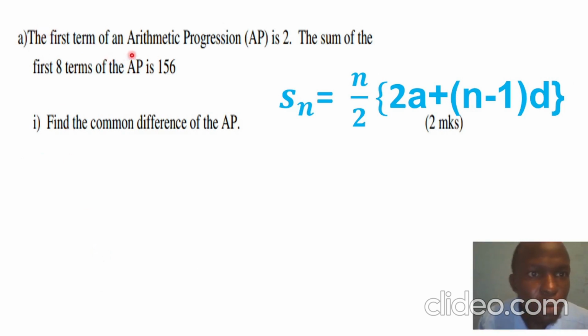The first term of an arithmetic progression is 2. The sum of the first 8 terms of the AP is 156. Find the common difference of the AP.